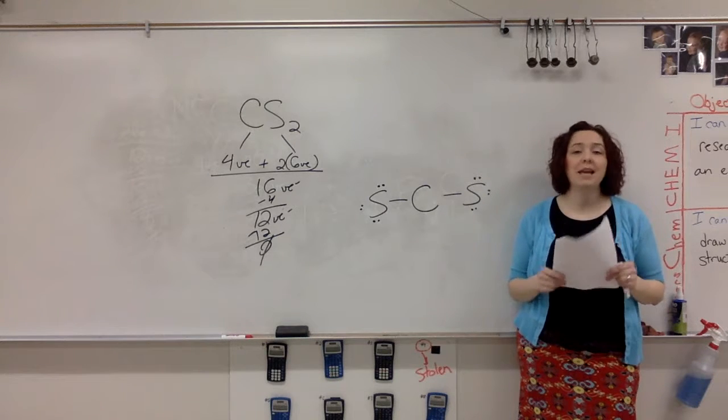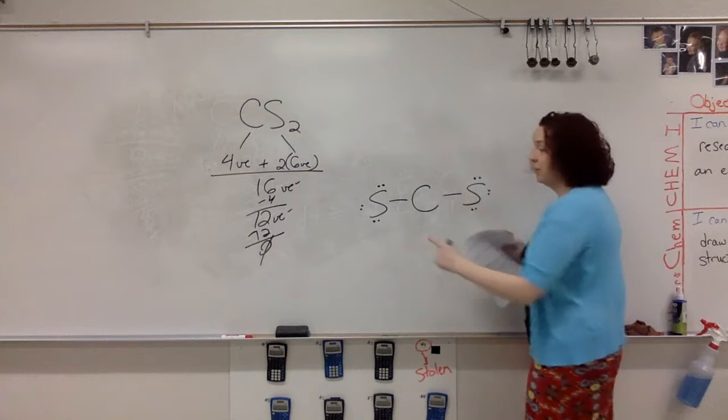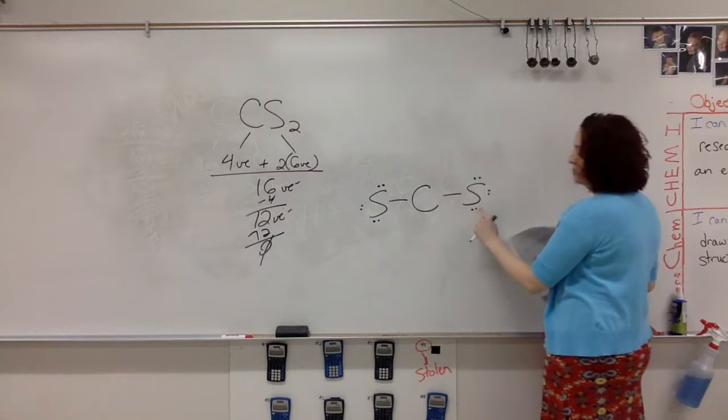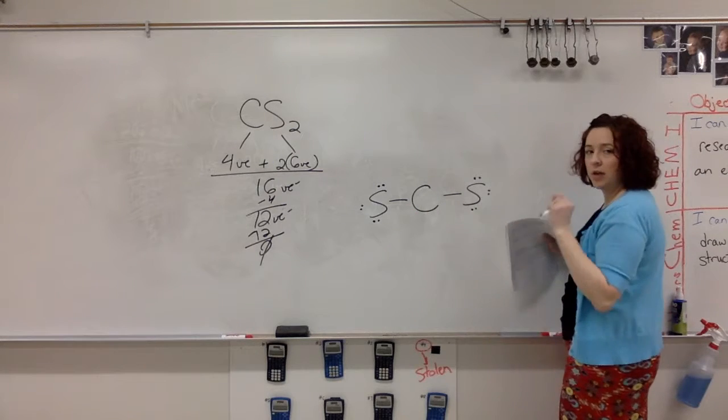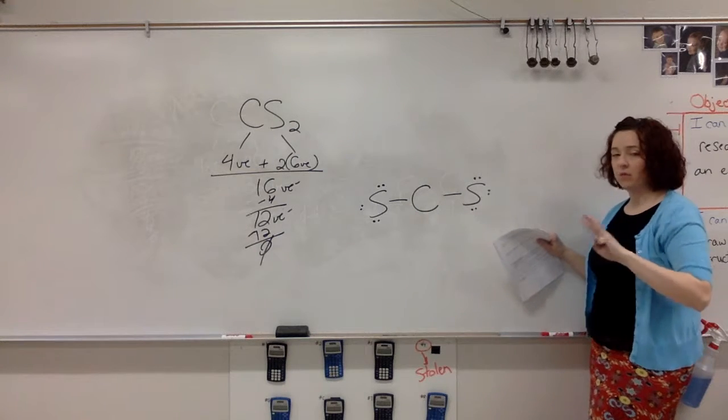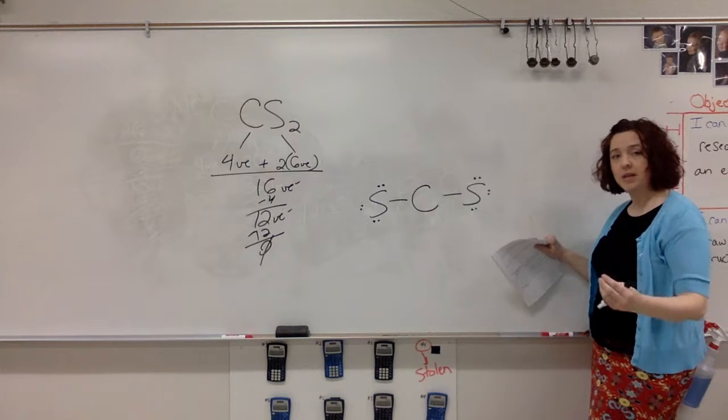Check to make sure everybody has 8. Okay, so the sulfur, 2, 4, 6, 8. The other sulfur, 2, 4, 6, 8. Now the carbon, 2, 4. Okay, the carbon is not happy. We have no more dots to place, so we have to start making double bonds.